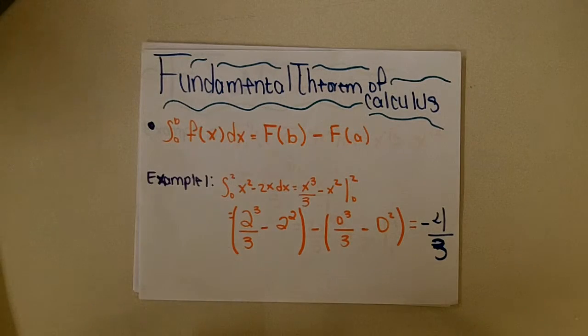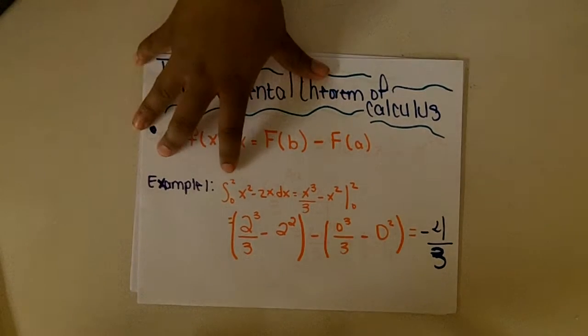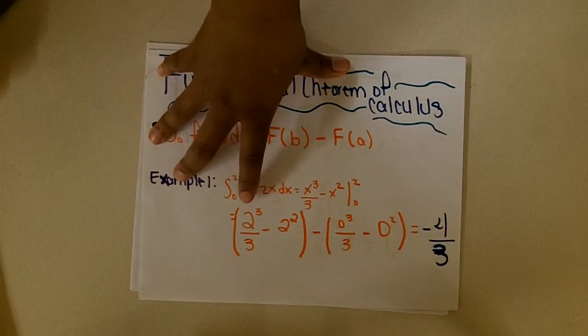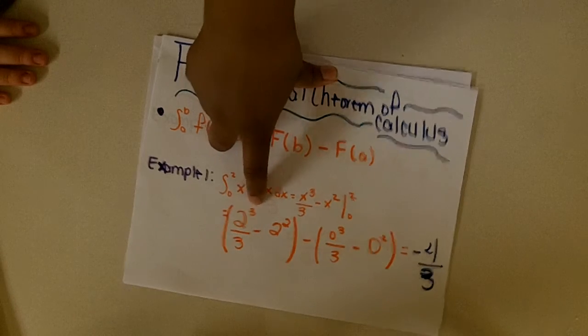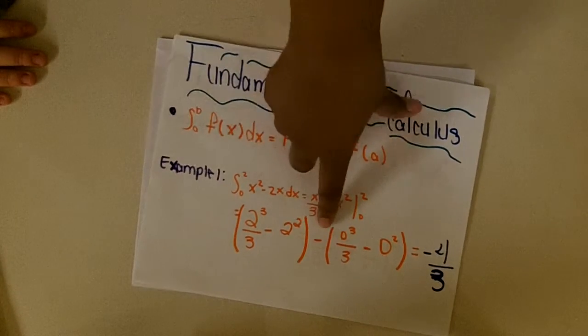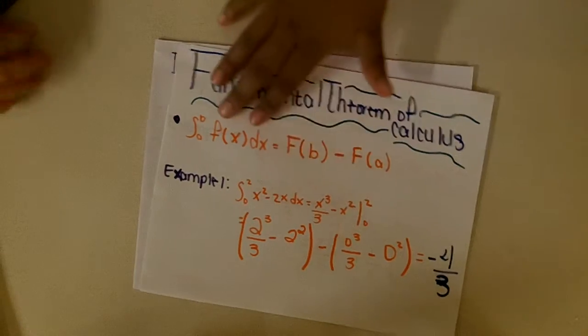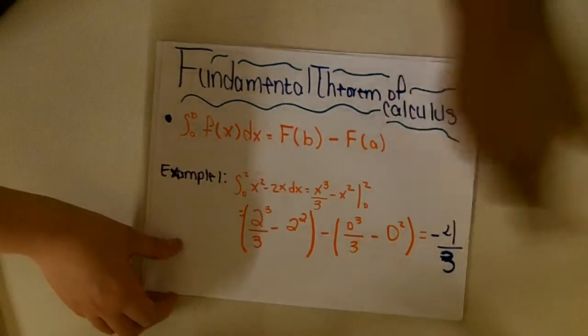So next we have the fundamental theorem of calculus, and basically we're just finding the area under the curve by plugging in the limits of integration. So the equation is f of b minus f of a, and in your integral you have 2 and 0, and you just plug them into this equation, which you just do 2 cubed over 3 minus 2 squared, and you subtract that from the other part of the integral, which is 0, and you do 0 cubed over 3 minus 0 squared, which gives you negative 4 over 3.